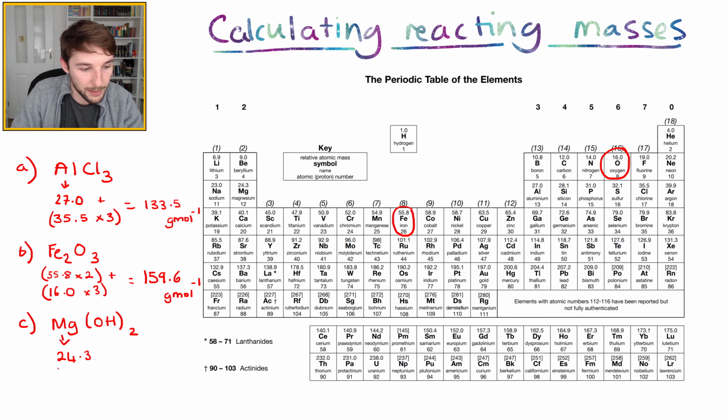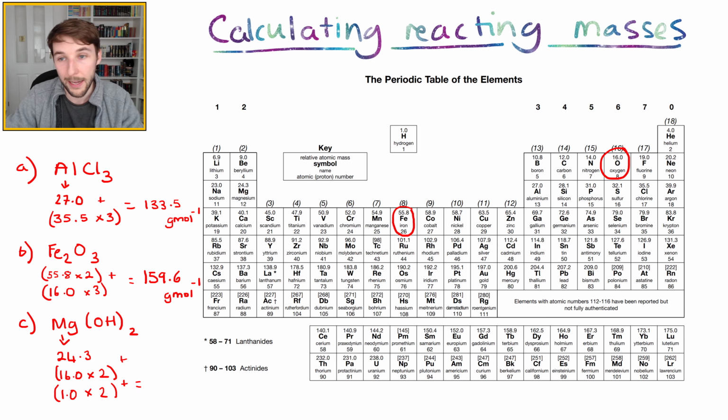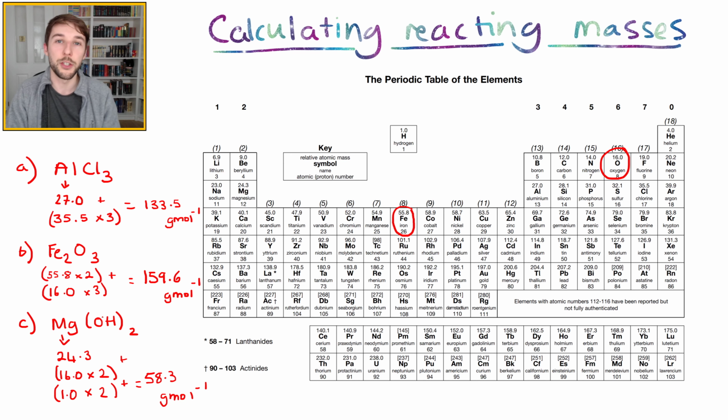So we're going to add that to 16.0 for the oxygen multiplied by 2, and we're going to do 1.0 for the hydrogen also multiplied by 2. Add all that up and see what we get. And you should have got for that one 58.3 grams per mole. There we go. So that's a little bit of the strategy there for working with formulae that include brackets. We looked at those with brackets and compound ions in lesson 1.